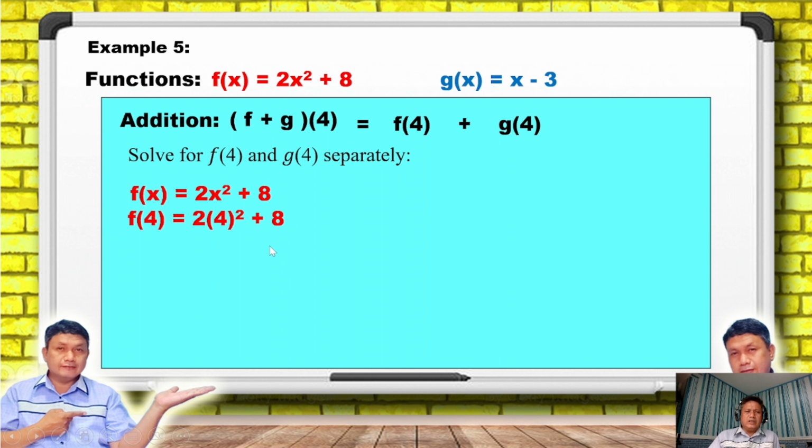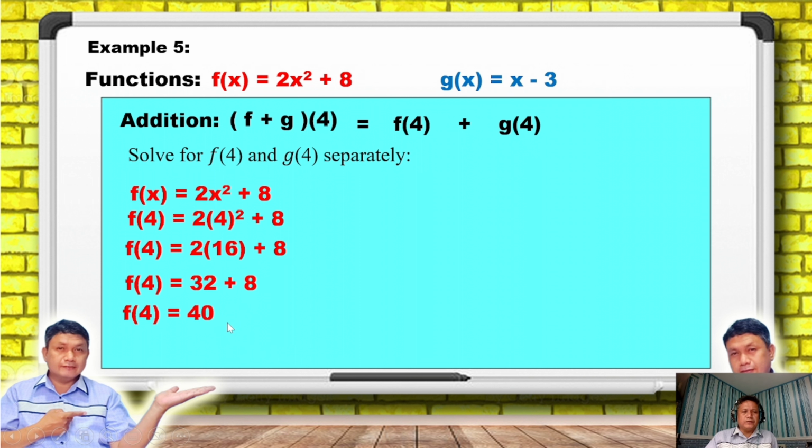So, anong una natin i-simplify? Of course, yung ating exponent. We have now f of 4 is equal to 2 times, okay, what is 4 times 4? 16 plus 8. And multiply 2 times 16 and the answer is 32 plus 8. Okay, then we have f of 4 is equal to 40. So this is the answer in finding the answer for number 5.